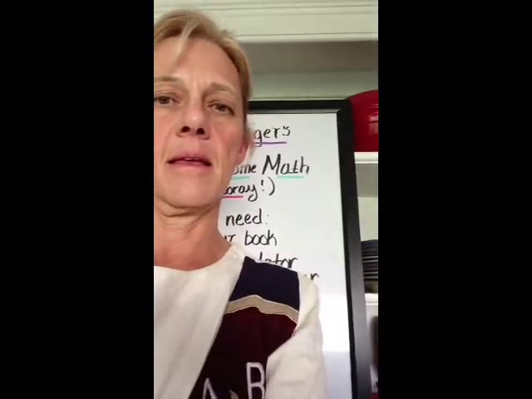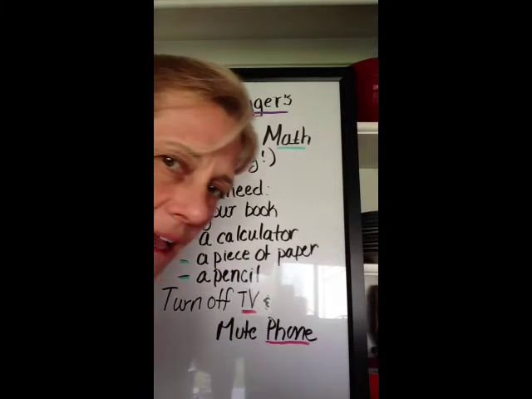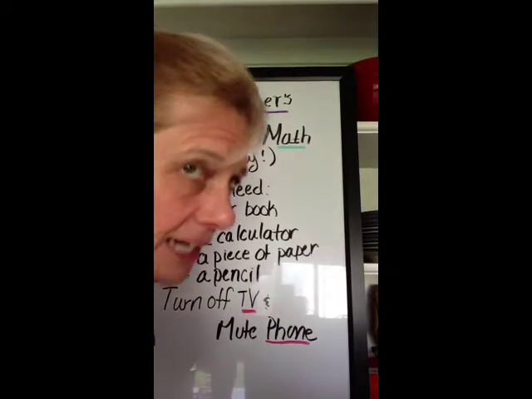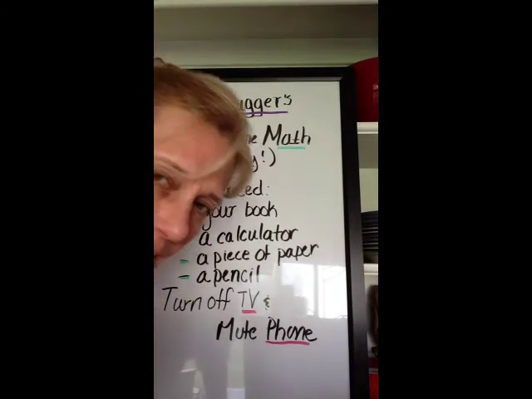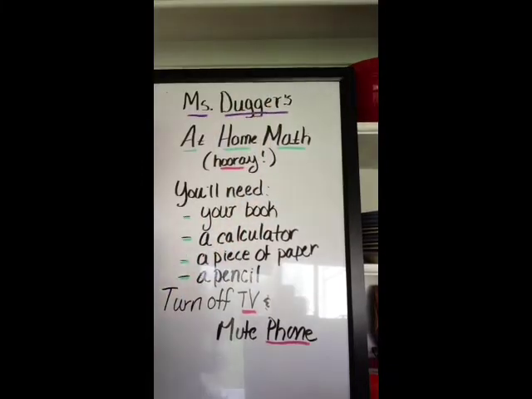Before we get started, you're going to want to gather a few things. You'll need your book, a calculator, a piece of paper, a pencil, and let's turn off all those distractions. The TV and mute your phone. Go ahead. I'll be right back.